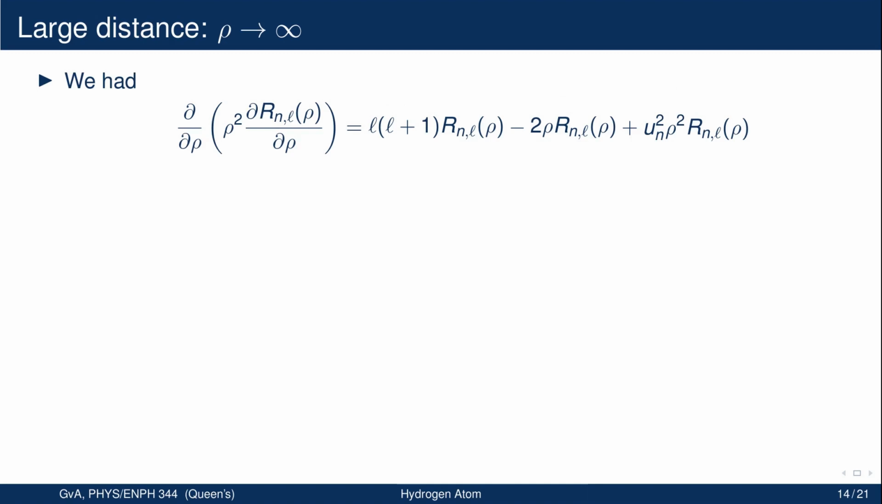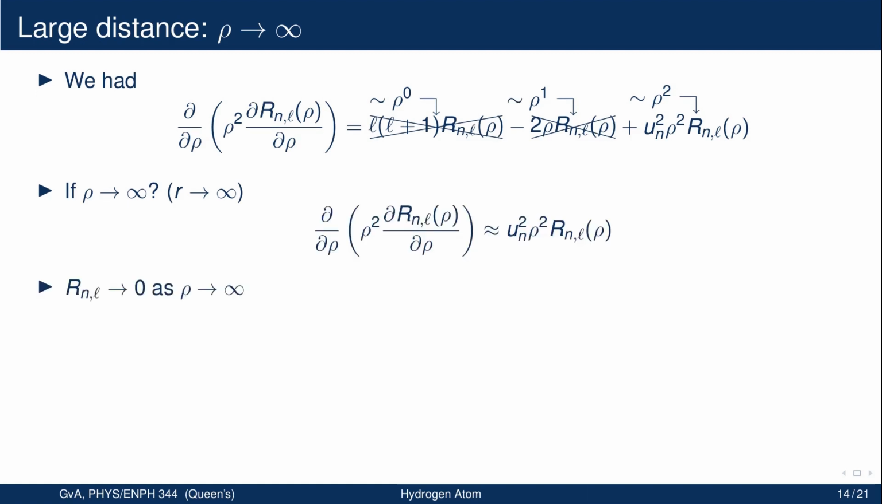We had an ordinary differential equation that looks like this. If we think about the rho dependence of the terms, again we have a constant, a linear, and a quadratic term. If now we're thinking about the limit of large rho, what that means is that the only term that matters here is the rho squared one. Now capital R has to go to 0 as rho goes to infinity because we can't have the particle escaping.